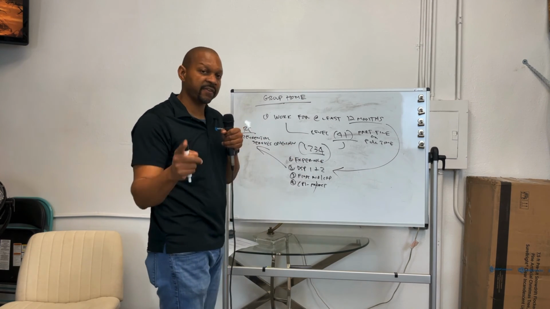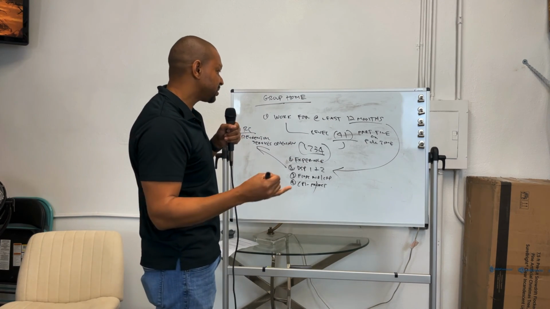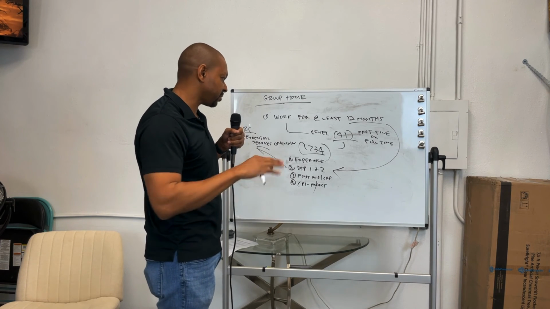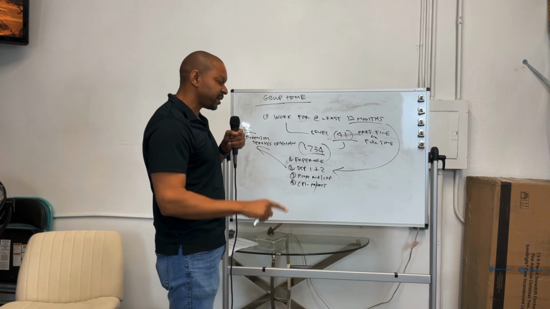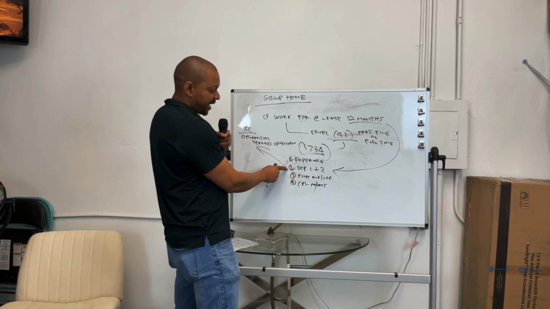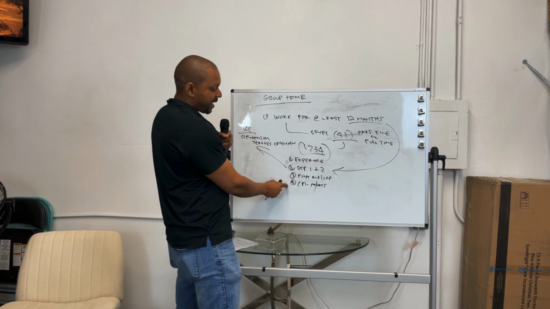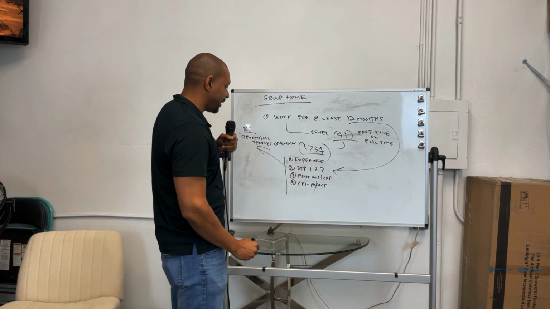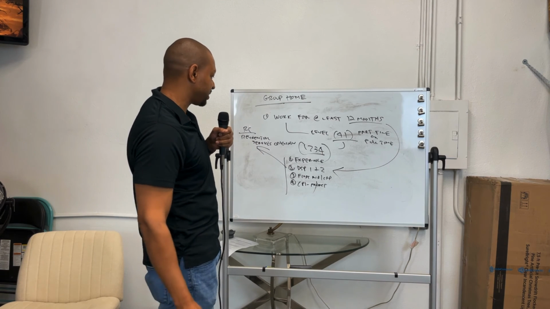Some regional centers verify that experience with pay stubs. Some verify it with just a resume. So there's various different things. But part of that verification is that you have to show experience. You have to have your DSP 1 and 2. You have to have your first aid CPR. So you have to have all these ducks aligned in order for you to take that orientation.